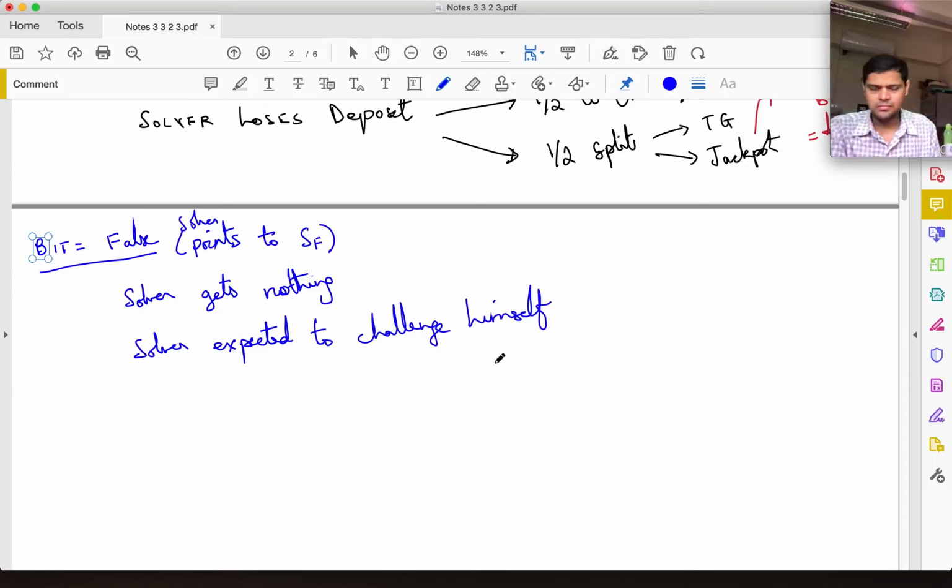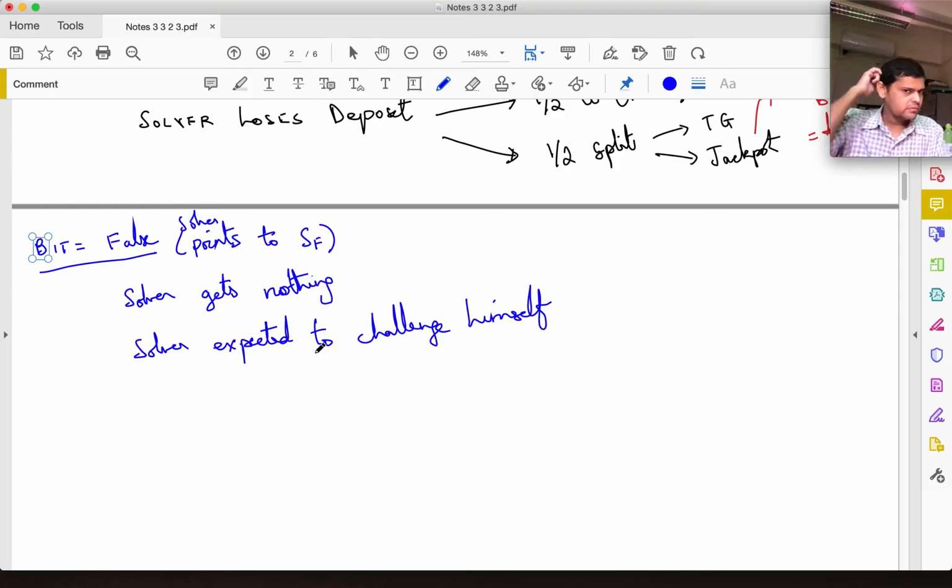Okay, so that's not a problem. He can always challenge himself and get some reward. Right? So he's behaved honestly. He submitted a correct ST solution but a false SF solution. But it so happened he was unlucky and the bit was false, but he can still earn a little bit of money.